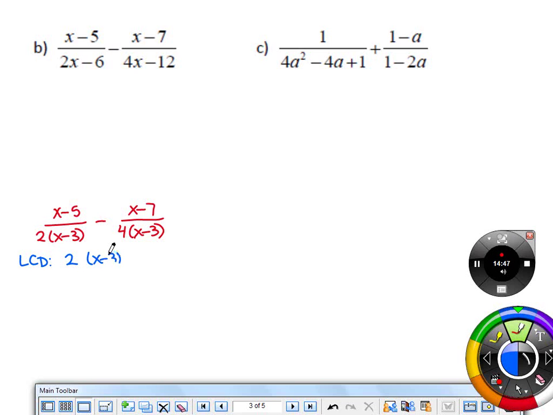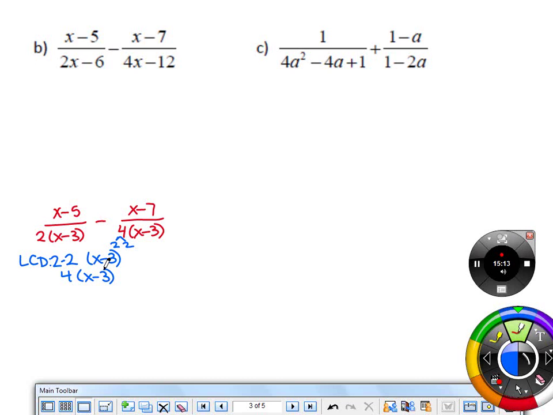When I look at the second fraction, it needs a factor of 4 and a factor of x minus 3. So I already see the x minus 3. There isn't a factor of 4 here, but 4 breaks down to be two factors of 2, and this already has one factor of 2. So all I need is another factor of 2, which means my common denominator that I can make in both fractions is 4 times x minus 3.